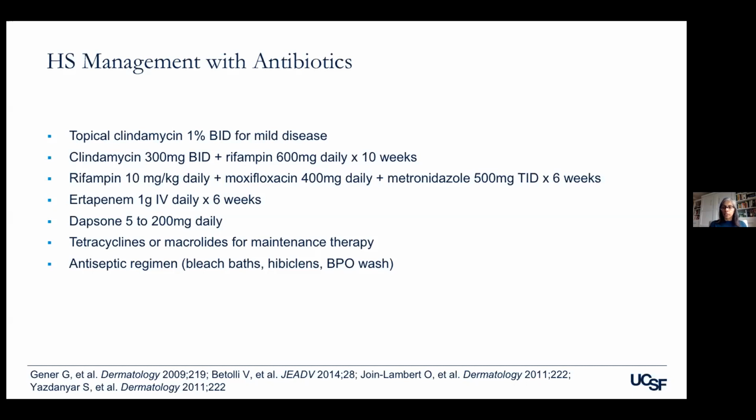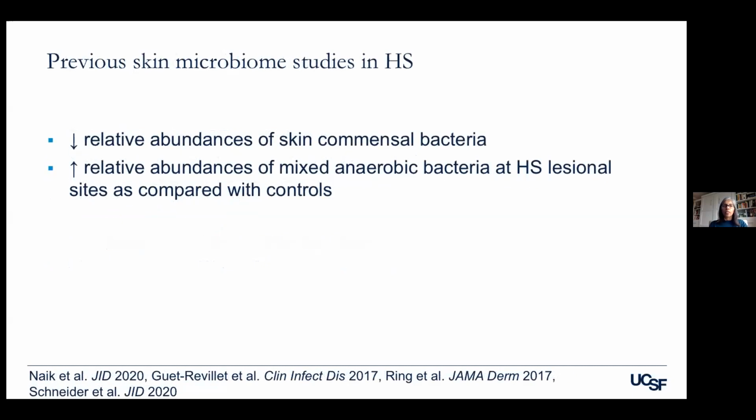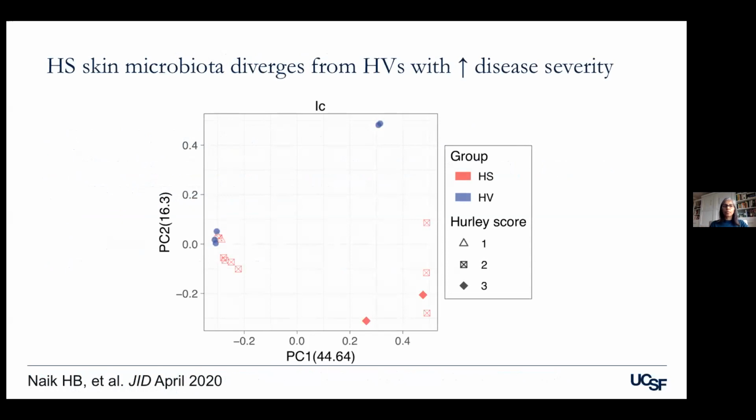Our group and others have shown that there's a decreased relative abundance of skin commensal bacteria and an increased relative abundance of mixed anaerobic bacteria at HS lesional sites as compared with controls. And we've been able to leverage the biospecimens and the clinical metadata that we've collected through HS Progress to get a better understanding of how HS microbiota perturbations differ with disease severity.